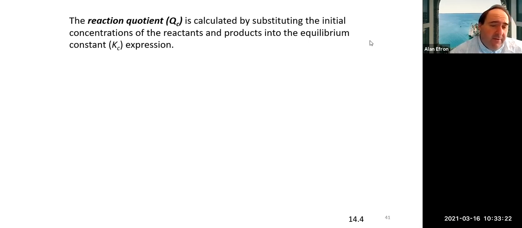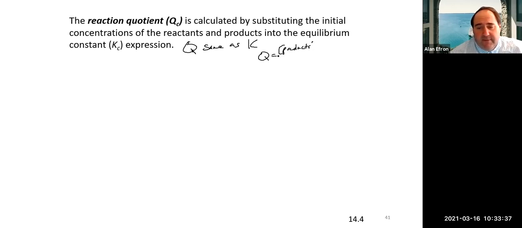How do you calculate Q? Well, Q is calculated the exact same way as K, which means Q would be the products with their exponents from the coefficients divided by the reactants. The exact same identical setup that you do for K, you do for Q. The difference is maybe we're using initial concentrations here, so we're not sure they're equilibrium concentrations, and it will allow us to determine if we are at equilibrium.